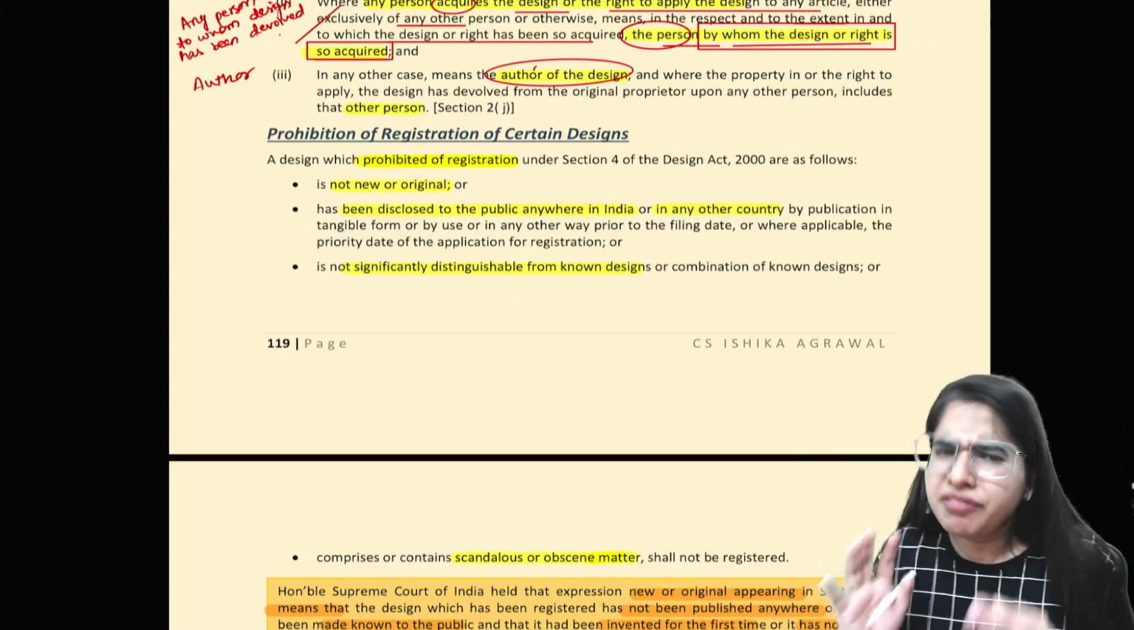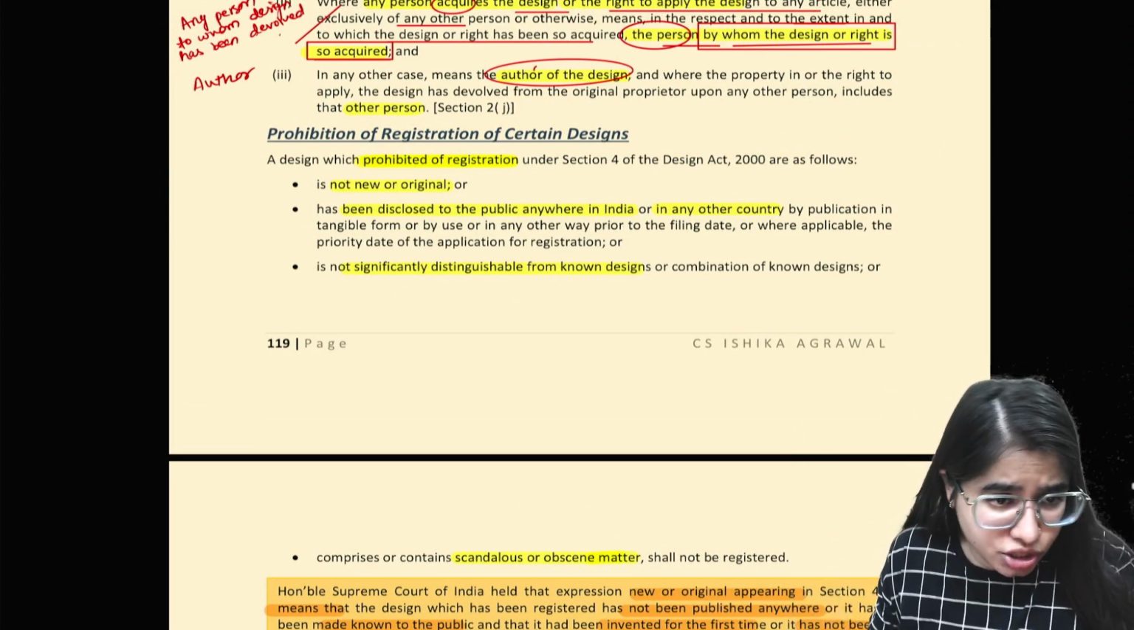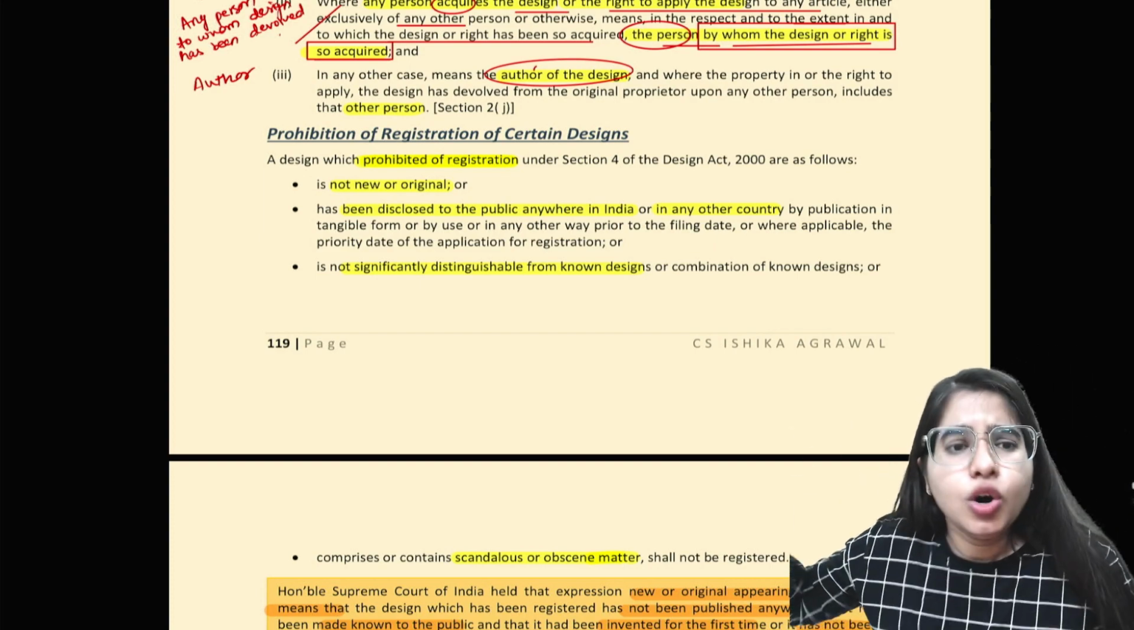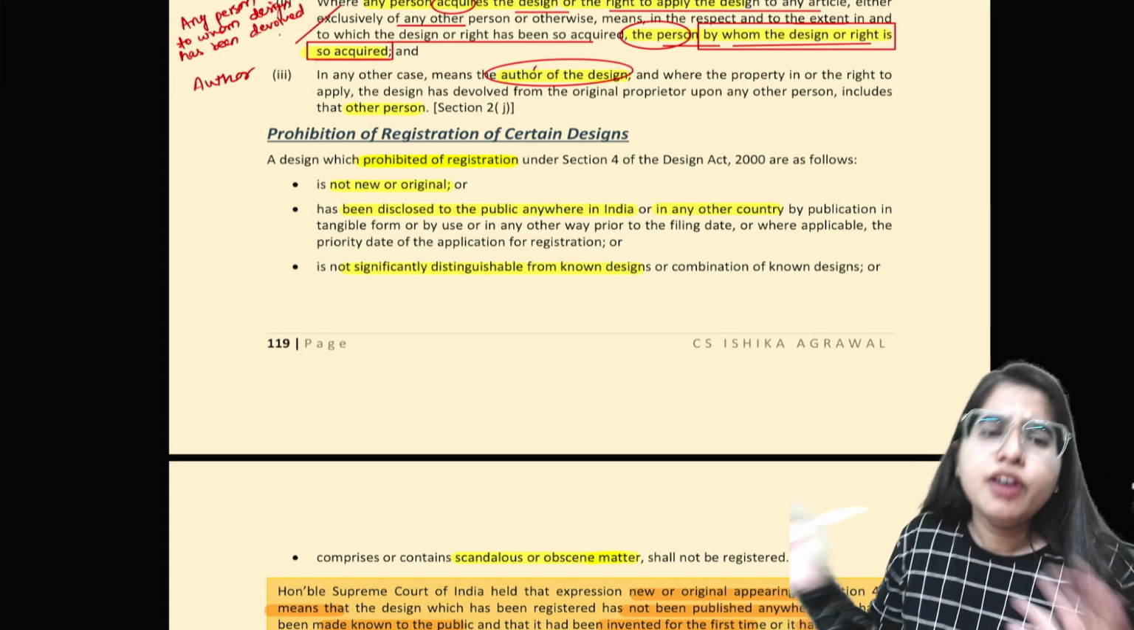So very important and very easy. For 4 marks, they can ask you directly in the examination which 4 kinds of designs cannot be registered, or what are the prohibitions of registration on design. Very easy.